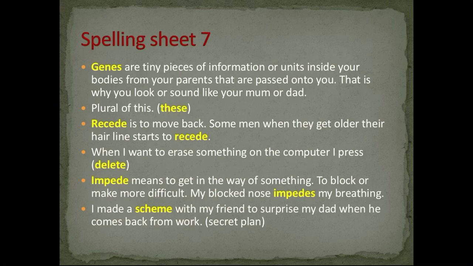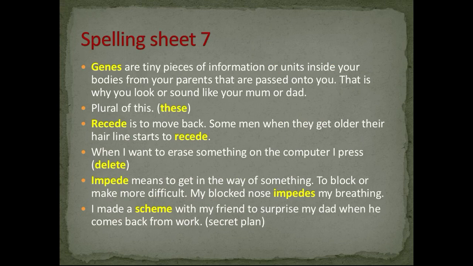Number 6, I made a scheme with my friend to surprise my dad when he comes back from work. Scheme means secret plan. You make a secret plan to surprise your dad. You make a secret plan to surprise your friend on his birthday. So secret plan means scheme. To scheme to surprise someone, or to make a secret plan to surprise someone. It's scheme.